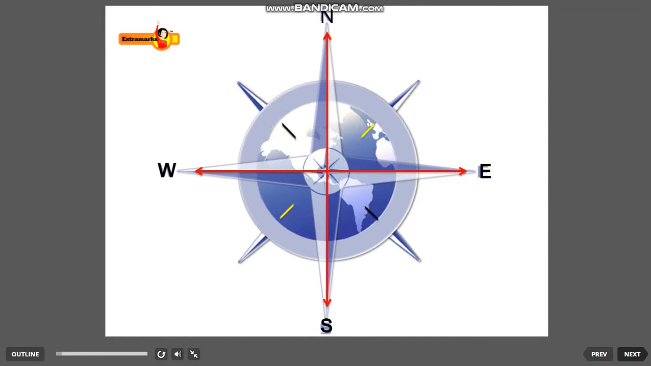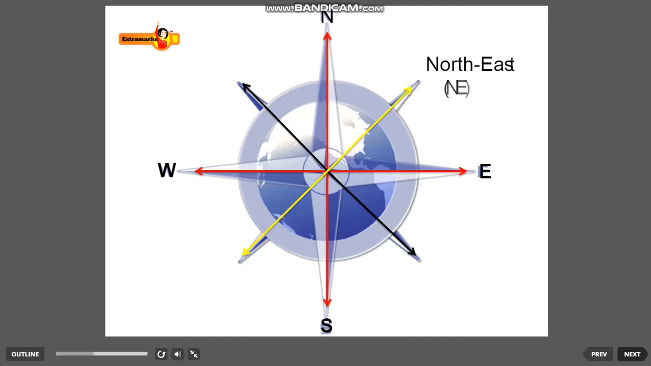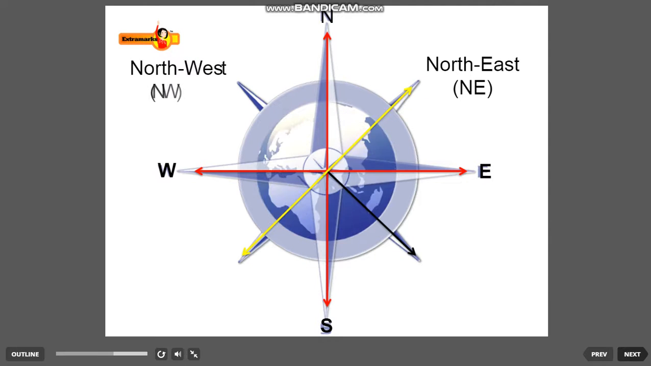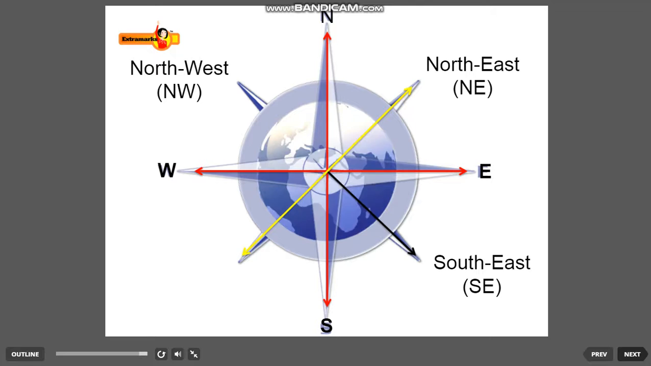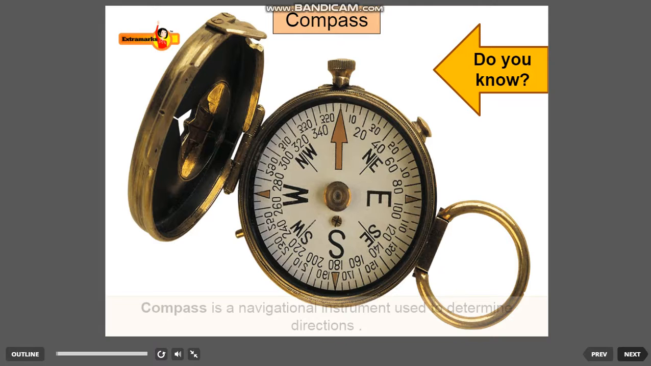Directions are further divided into subdirections. Subdirections lie midway between any two major directions. They are the north-east direction, which is between north and east. Then comes the north-west direction, which is between north and west. The direction between south and east is the south-east direction, while the south-west direction is between south and west.